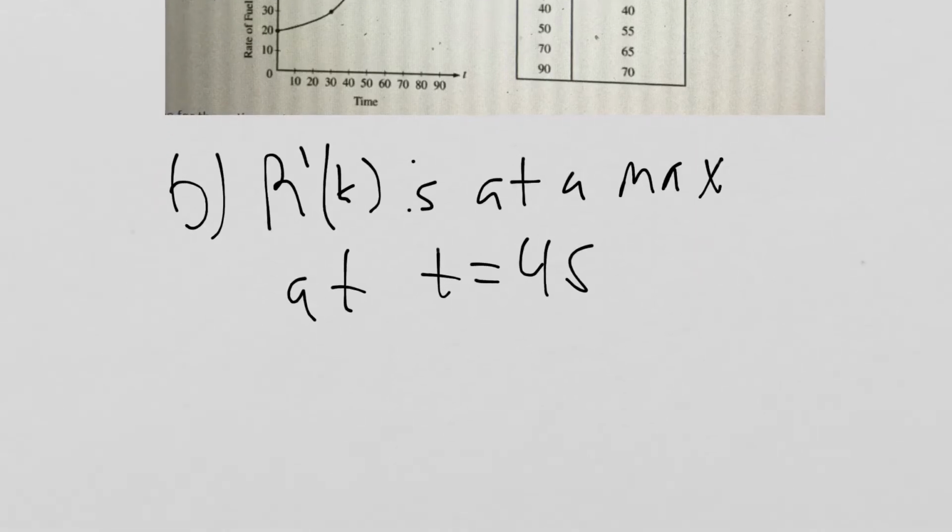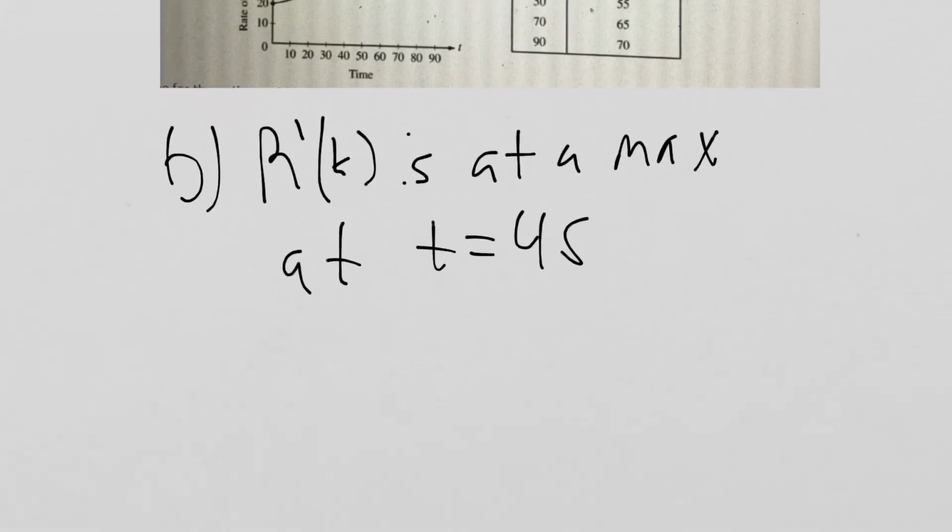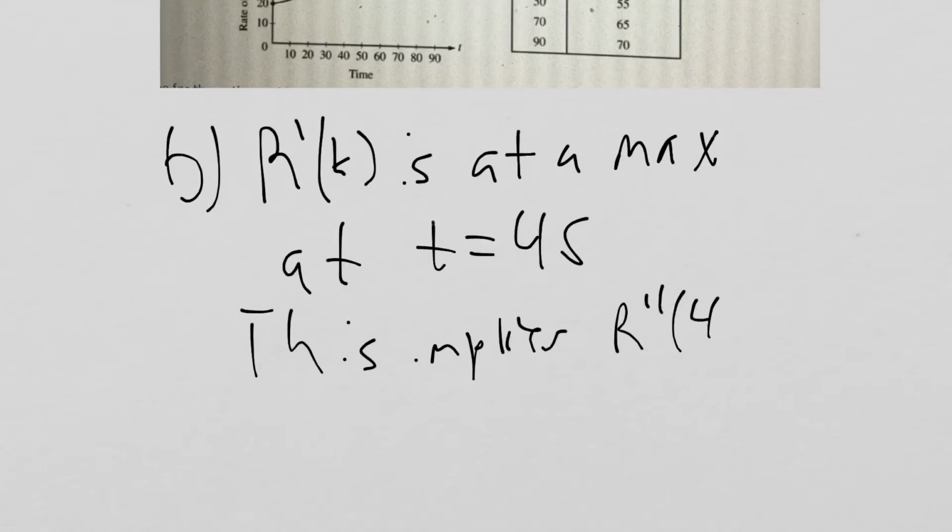So what does that tell me? This implies that R double prime 45 equals 0, right? Because R prime is going to be at a max when R double prime is equal to 0. So we can use that language to reason that R double prime 45 must be equal to 0.